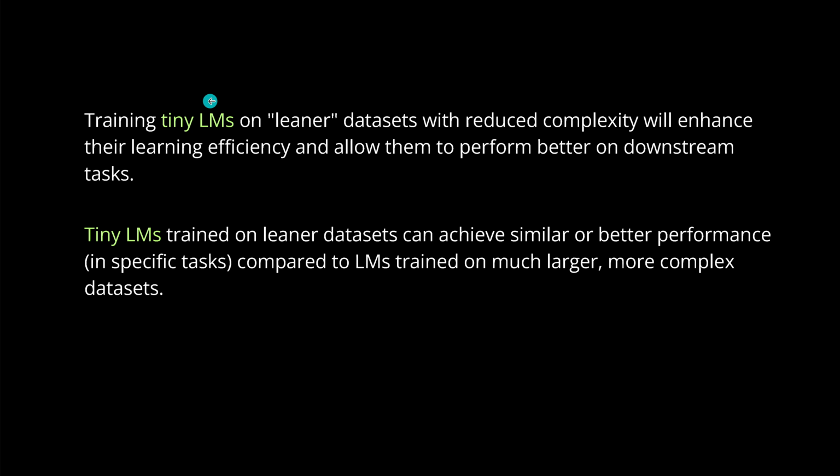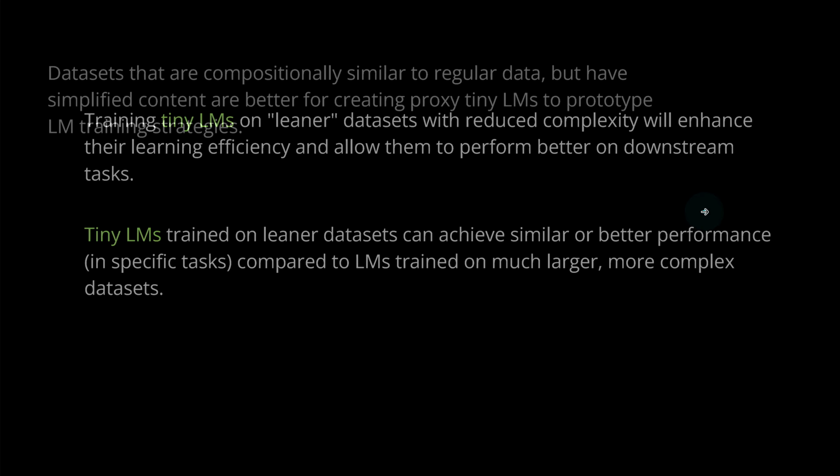However, interestingly, there was an author who said, hey, training the tiny LLMs on our leaner dataset with reduced complexity will enhance the learning efficiency and allow our tiny LLMs to perform better on downstream tasks. So those tiny LLMs are trained on a leaner dataset, and the hope is that they can achieve similar or even better performance for specific tasks designed for those edge devices, compared to putting there a complex LLM with an internet connection to your server in China or in Silicon Valley or wherever your model is positioned. So let's explore this and see where the research is today.